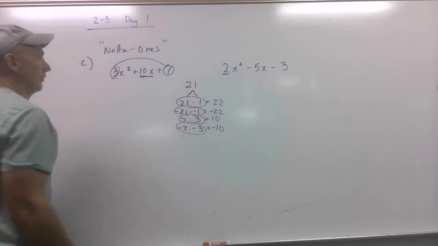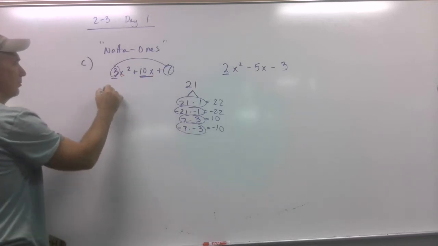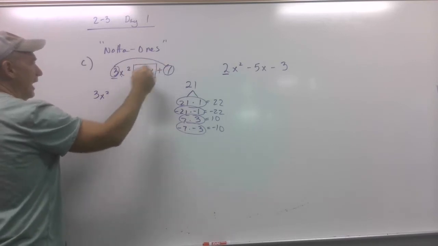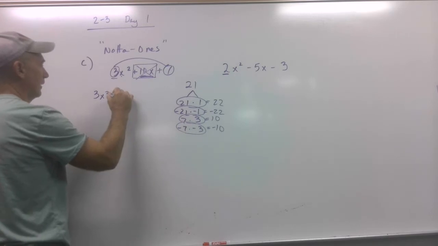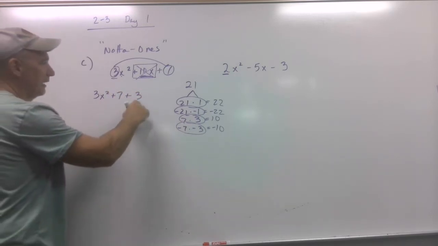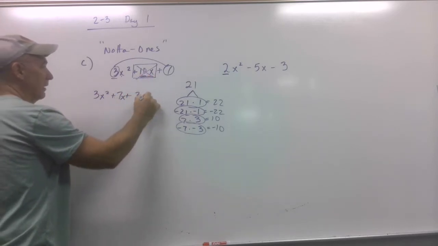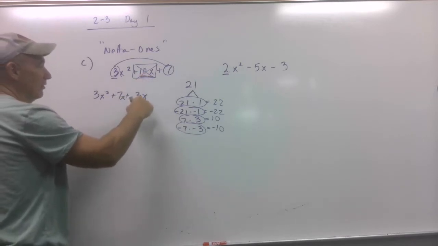And I'm going to rewrite this thing. So I'm going to keep the outside term the same, 3x squared. I'm going to replace this 10x with this, 7 and 3. Now, if I just go like this, 7 plus 3, I've screwed up. Because 7 plus 3 doesn't give me 10x, it gives me 10. So I gotta make sure to put an X there and an X there. So now I've changed the way it looks, but I haven't changed its value.